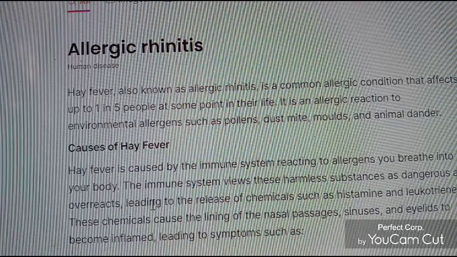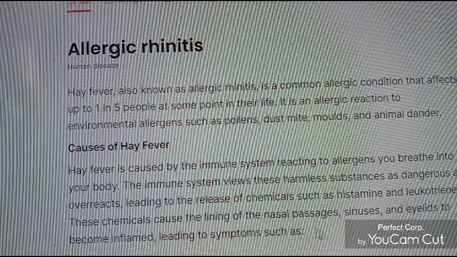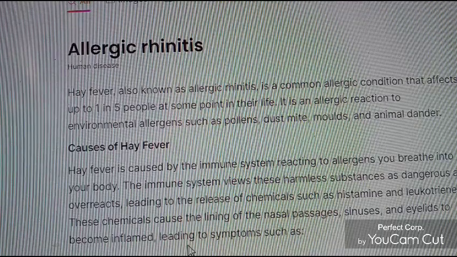Okay, so here, leading to release of chemicals such as histamine, leukotrienes. Okay, they forgot the most important one. So, vasopressin. These chemicals cause lining of the nasal passage, sinuses and eyelids to become inflamed. Again, allergic reaction can be done on skin and inner skin, which is the mucosal tissue.